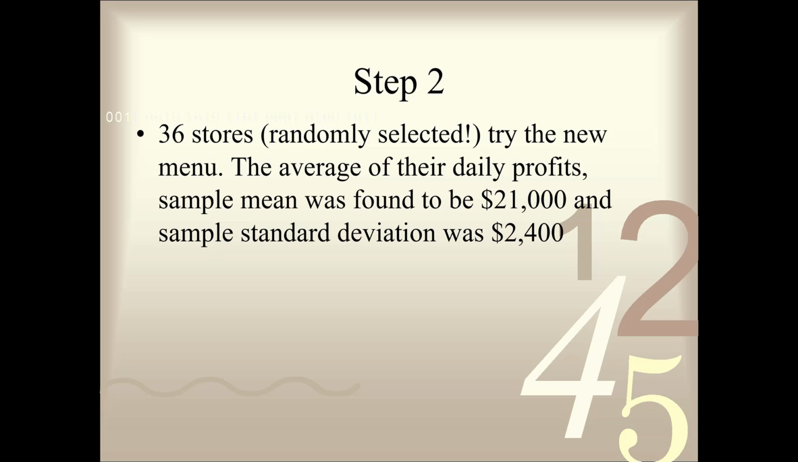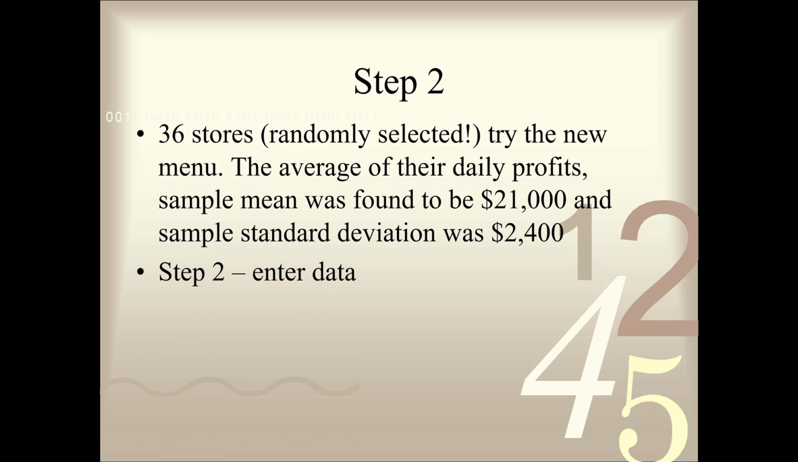Notice I can't just stop there. I can't just say, oh, well, 21,000 is greater than 20,000, so yes, the new menu works. We have to test whether it's statistically significantly different or not. We have to prove that 21,000 is statistically significantly greater than 20,000 in profits. And what goes into that is, the standard deviation is actually pretty high. It's almost like saying 21,000 in profits, give or take 2,400. Well, if you subtract 2,400 from it, you're below the 20,000 from the past.